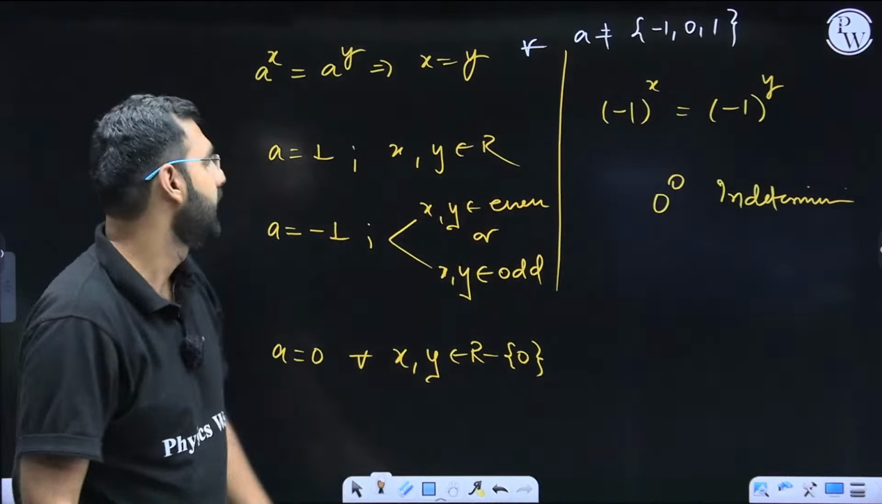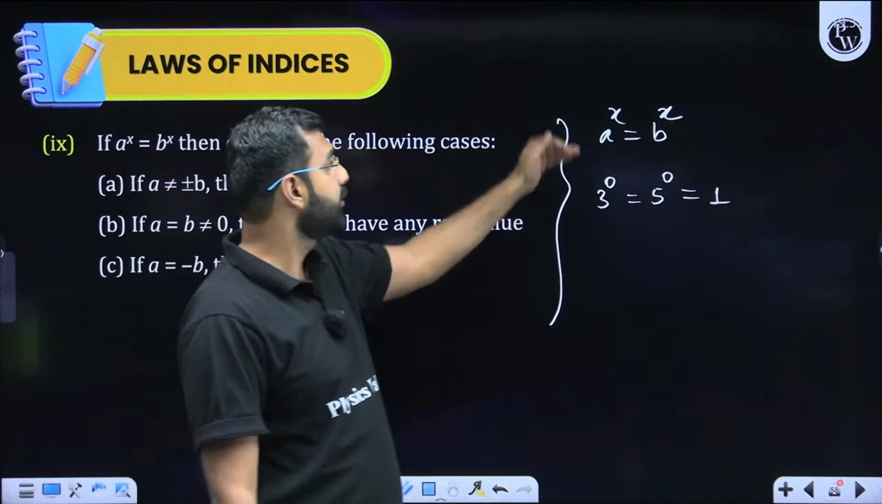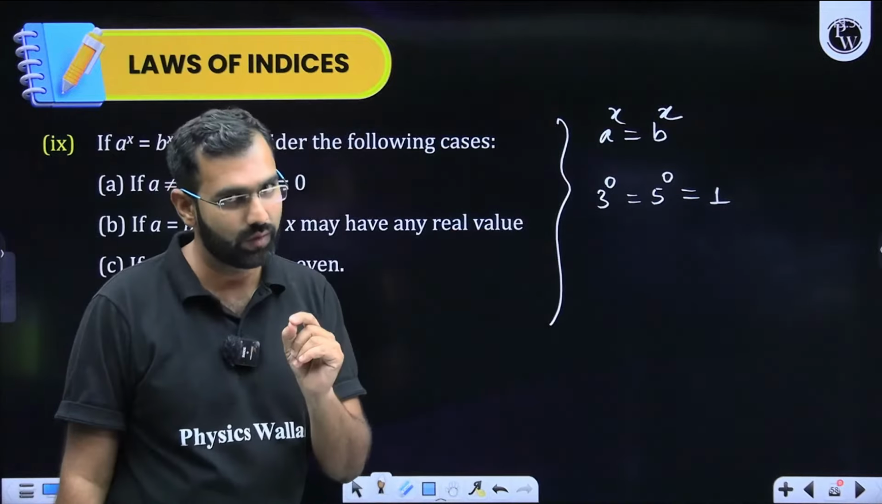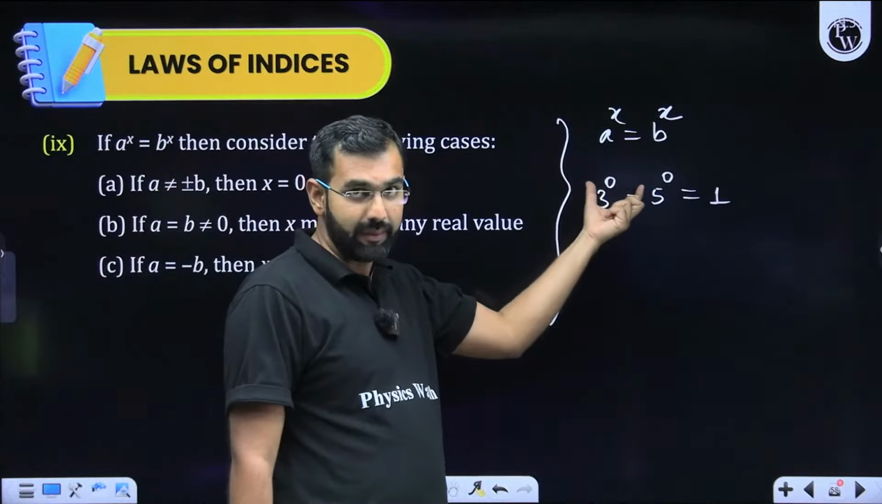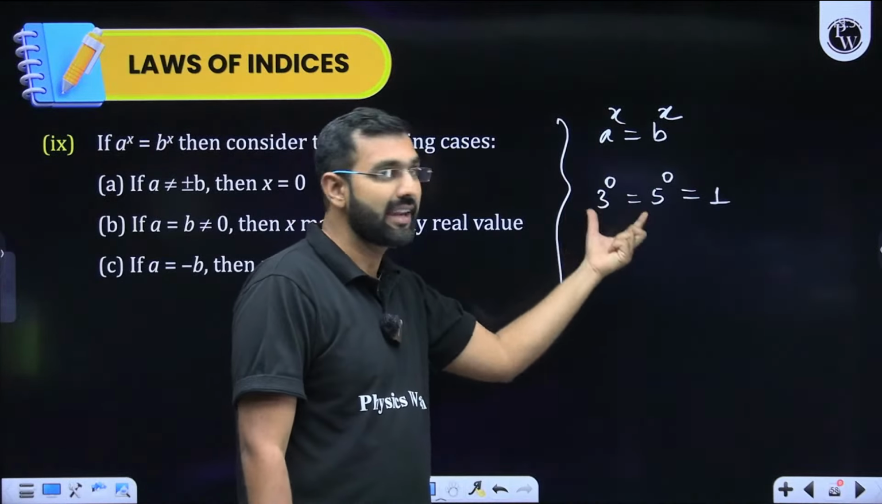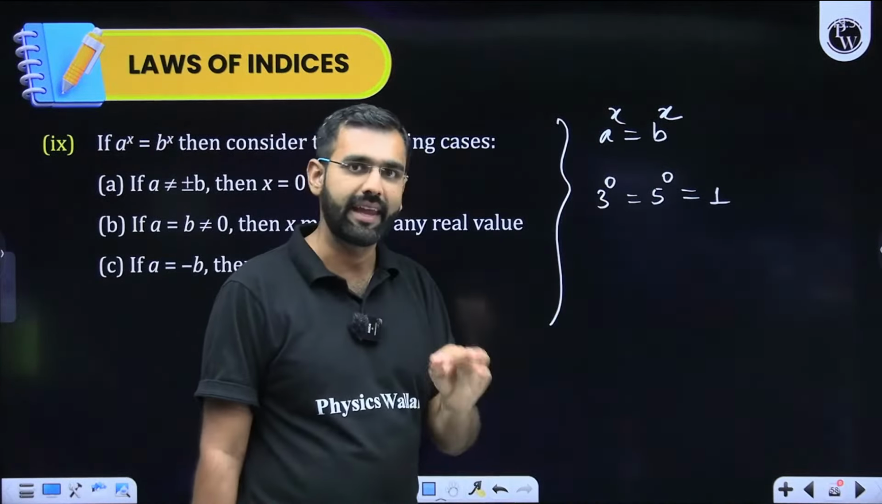Again, some conclusions come into picture. What are those conclusions? Pay attention to that. Look at this part. If a is not equal to plus minus b, then the only case is x is equal to 0. What does it mean? Let's say I take 3 to the power 0 and 5 to the power 0. Then of course both are 1 and it is true. If somebody says a to the power x is equal to b to the power x, then it will be true for x is equal to 0 for any value of a and b. That's exactly what we are told in this first statement.